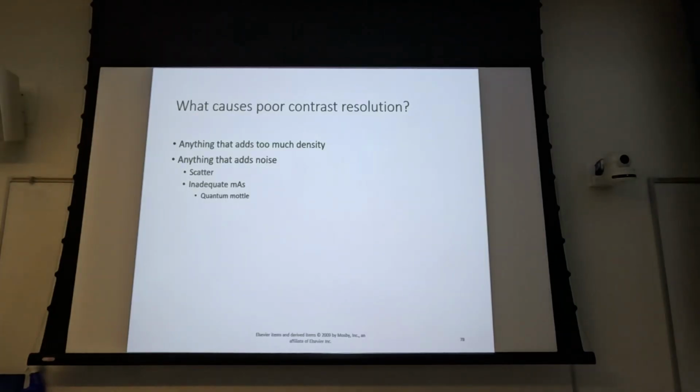So quantum mottle is a noisy image, and it's not noise caused by scatter radiation. It's noise caused by insufficient signal. It doesn't have enough quantity to make a good image, and you get kind of a speckly, mottled looking appearance on the image.